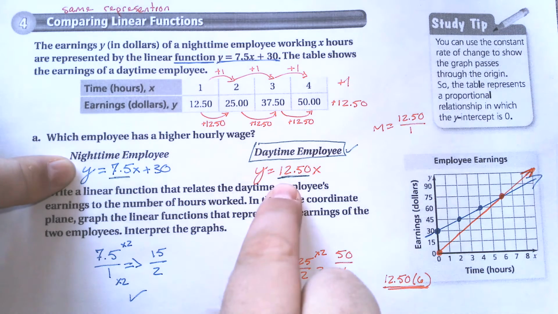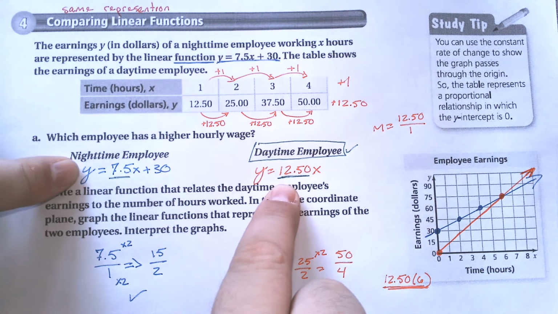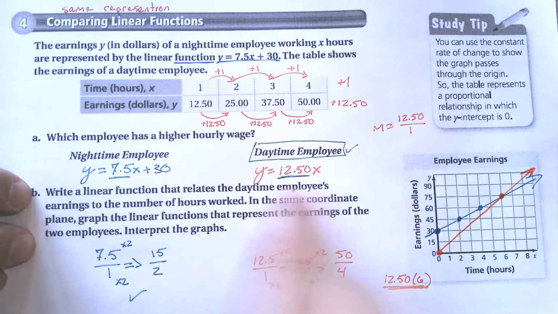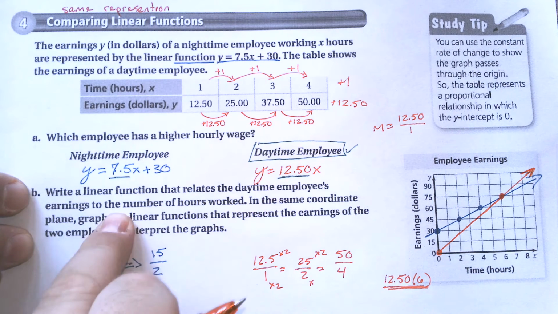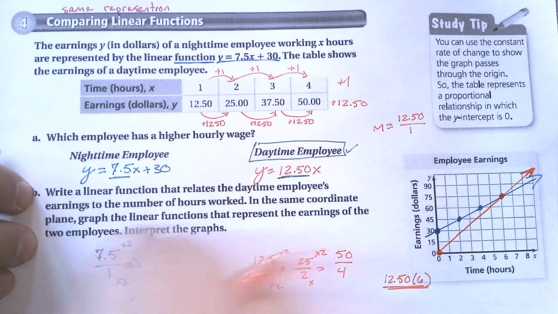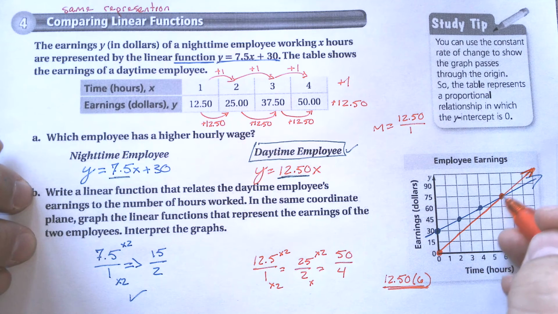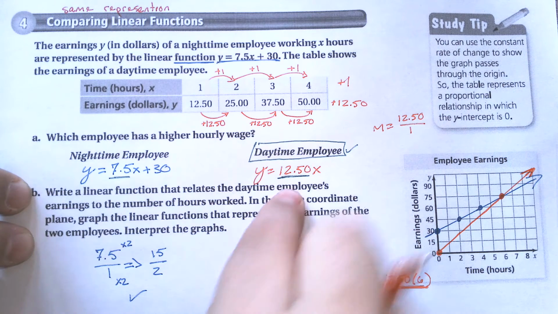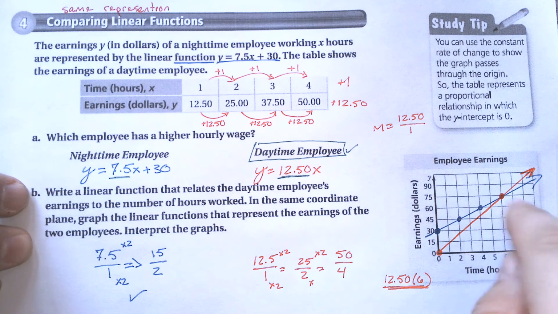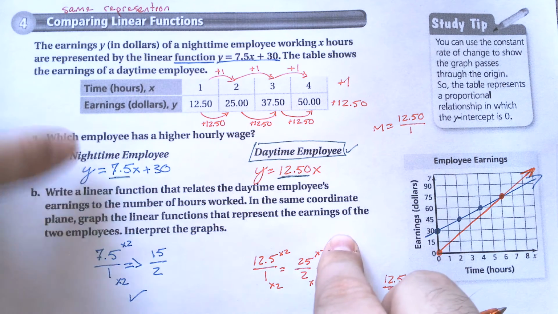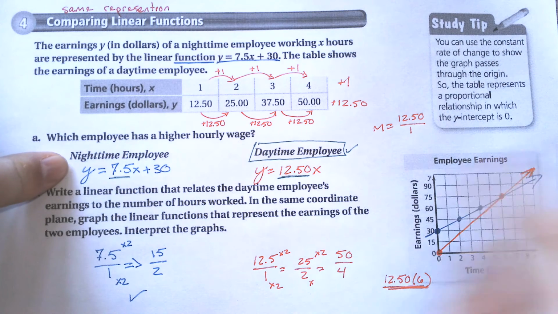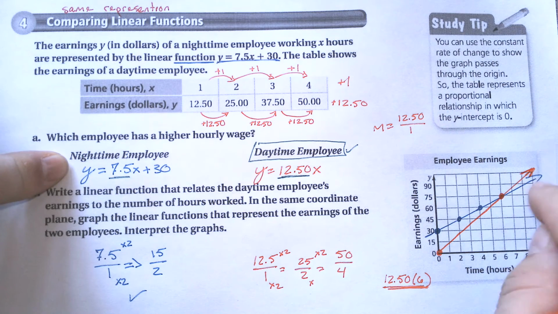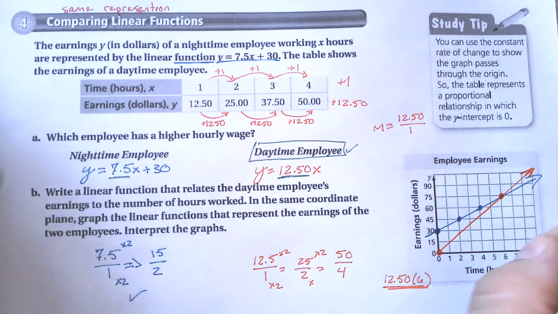So just because our slope was bigger does not necessarily mean you're going to make more money. It depends on the function of your pay. So here, if all you do is work 6 hour shifts, it doesn't matter which job you choose. If you're going to work less than 6 hours, it's better to work at night. And if you're going to work more than 6 hours, it's better to work during the day, if your goal is to maximize how much money you're making in each paycheck.